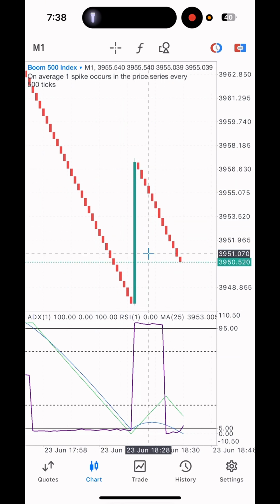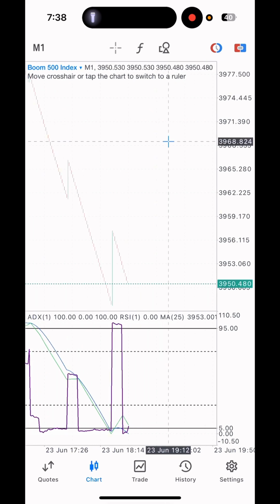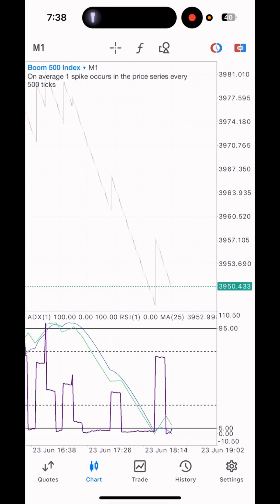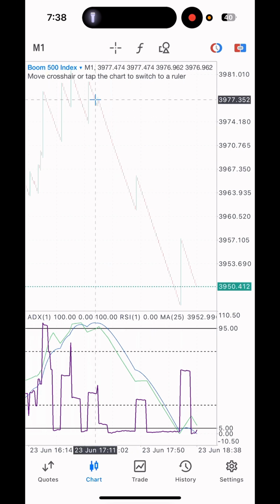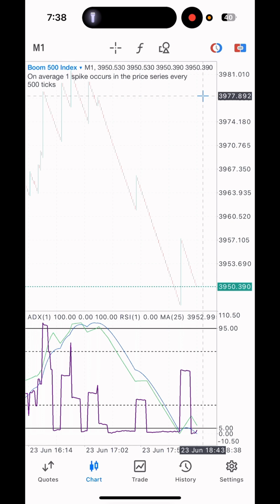Now we're observing that there's going to be another spike. There's going to be another spike pretty soon. How do I know? Take a look at the market. The market has been selling for a very long period of time, so it's obvious that the market will start to buy again.